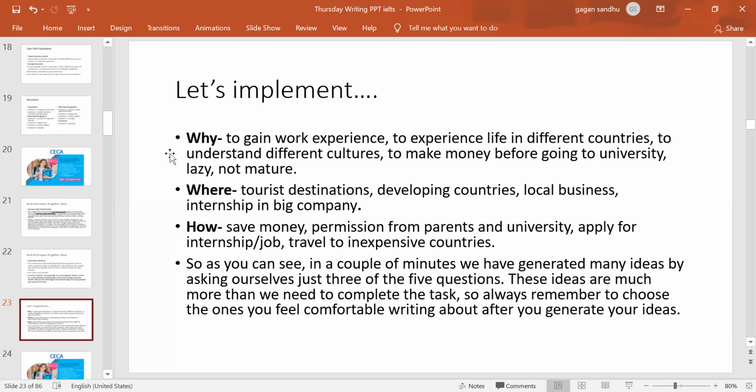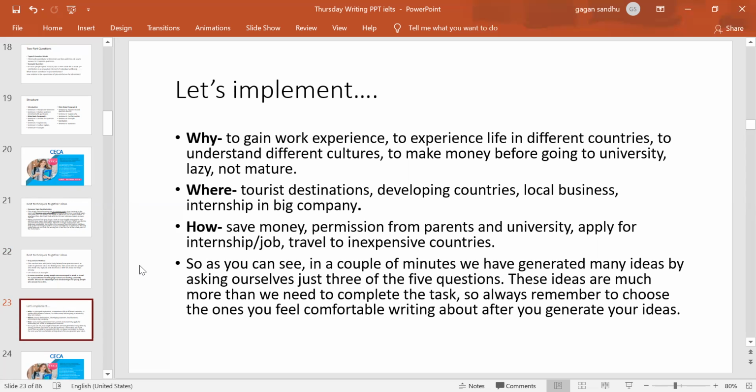Why are they asked to do so? The first reason could be to gain work experience. The second reason could be to experience life in different countries, to understand different cultures, to make money before going to university, and of course to be more active and more mature, because when we are in high school, we are not that active or mature to attain those traits. Maybe this is one possible thing we can do: work or travel, right? So for me, these are the whys: who, what, and why are done.